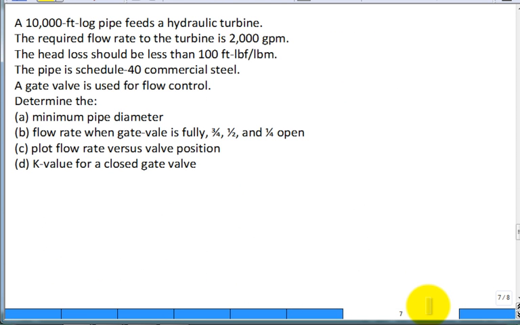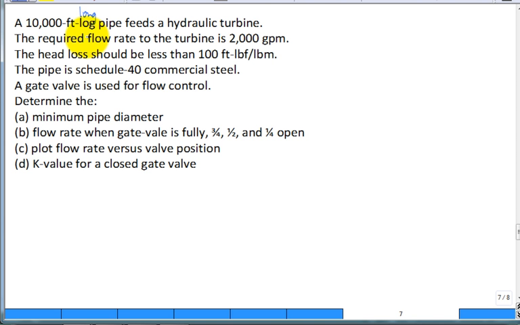Let's solve this problem. A 10,000 foot long pipe. What a log pipe. No, long, L-O-N-G. Sorry about that. Forgot the N in there. The pipe feeds a hydraulic turbine.